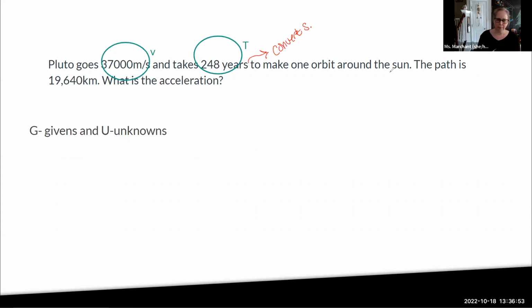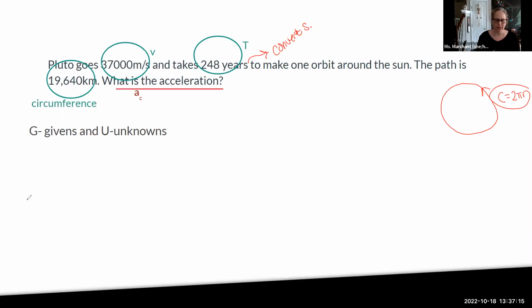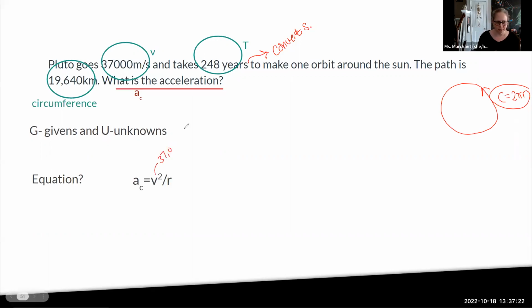Okay. The path is 19,640 kilometers. Path, that's what it actually travels. That's why it's the circumference. And our circumference is 2 pi r. Okay. So what are we trying to find? Acceleration. What is the acceleration equation? V squared over r. Do we know a V squared? We do, 37,000 meters per second.